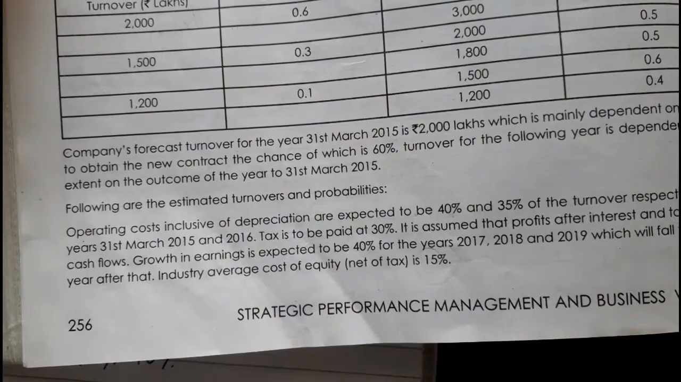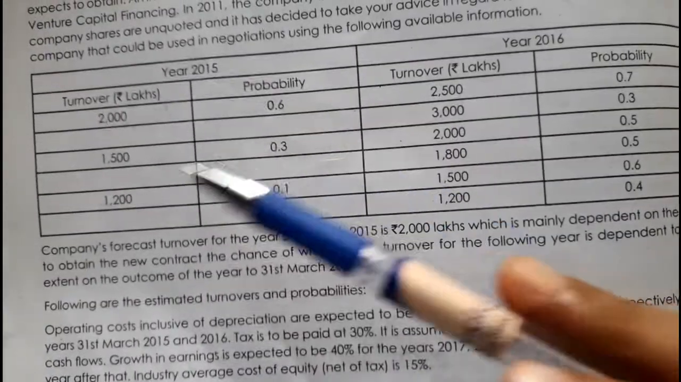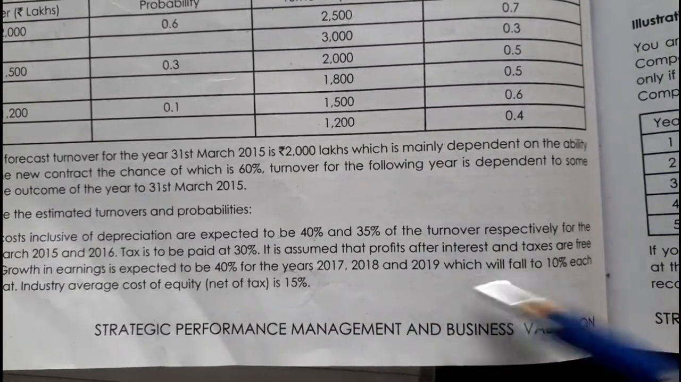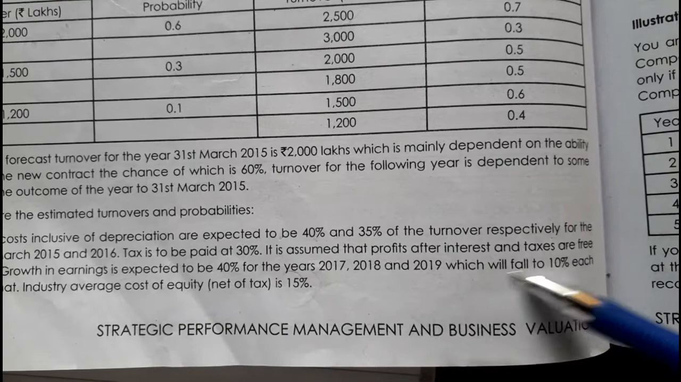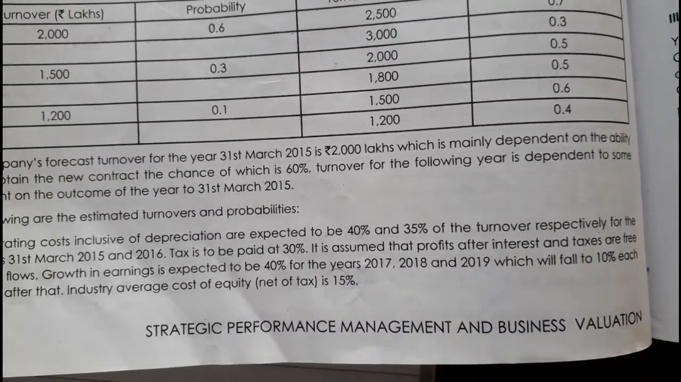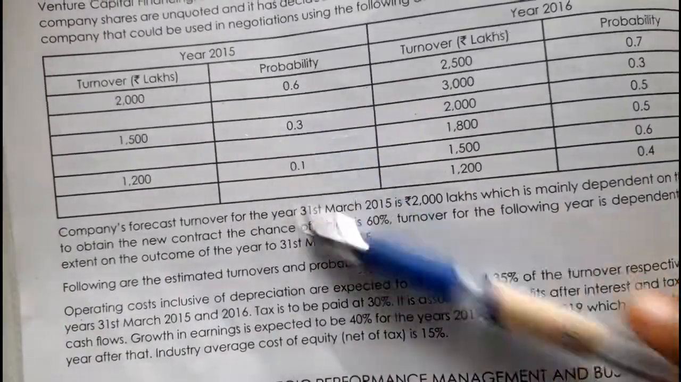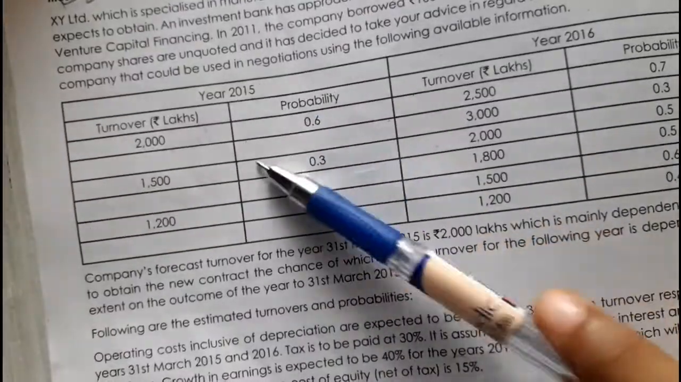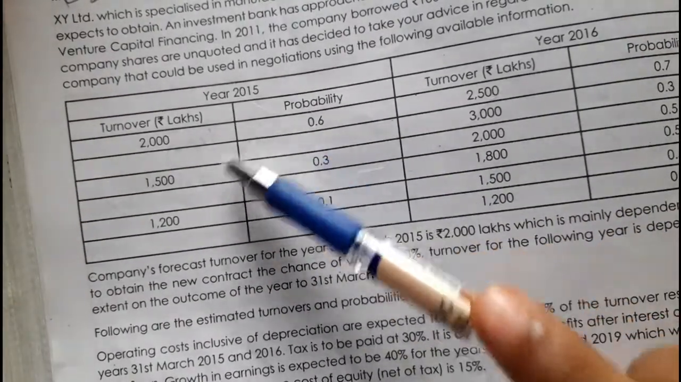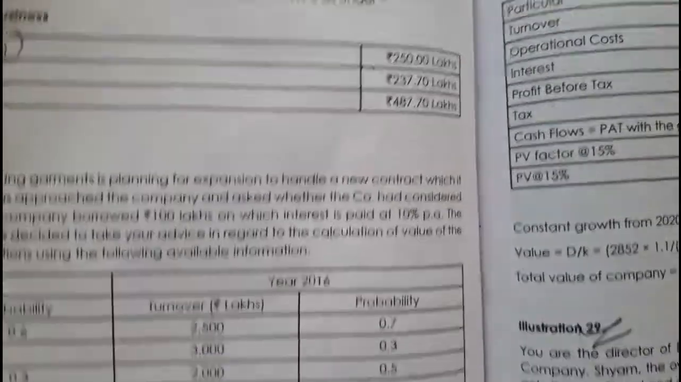Growth has been given as 40% for the years 2017, 18, 19. For 2015 and 16, and after that it's going to grow at 40%, and from 2019 onwards it's going to fall. The cost of equity, the discount rate, is 15%. For the first 2 years we'll find for 2015 and 16. The probability is given, so this is the weighted average, we can say weights have been provided. We'll multiply all the three and then add.